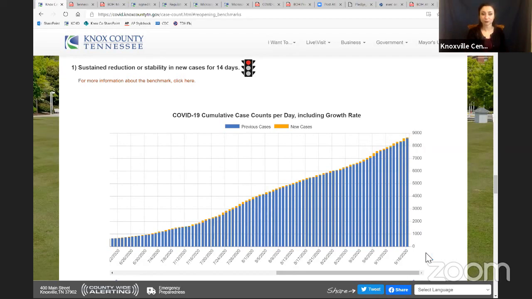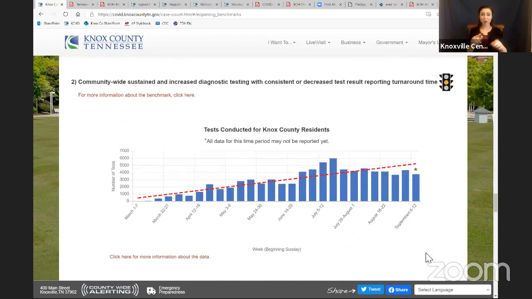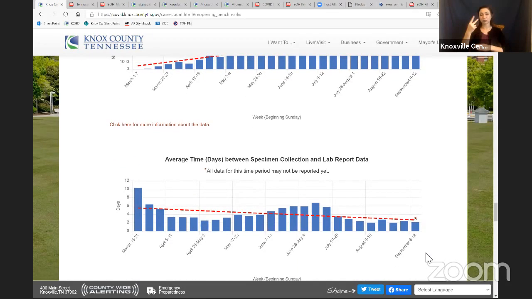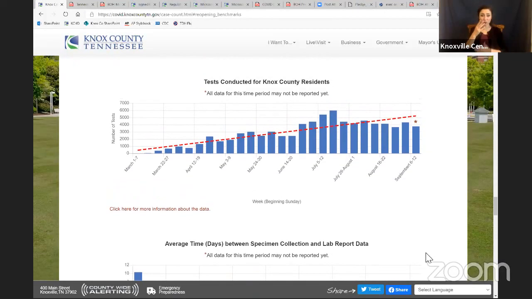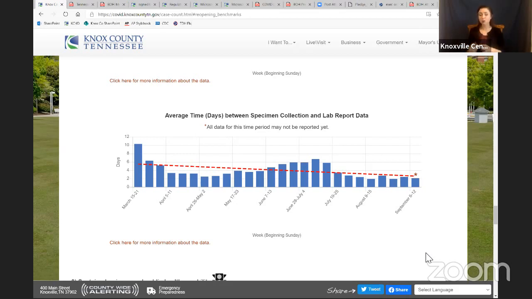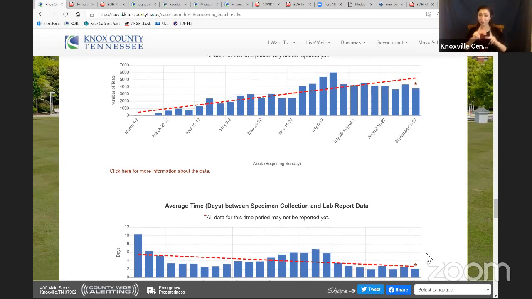Our second benchmark, community-wide sustained and increased diagnostic testing with consistent or decreased test result reporting turnaround time. Over the 14-day evaluation period, we did have a 3-day red trend in lab turnaround time. But since September 4th, it has remained around a 2-day average. Regarding testing, we saw some consecutive red flags for the number of tests conducted, but overall, the number of tests conducted week to week continues to trend up. We believe the increase in turnaround time and the decrease in testing were related to Labor Day weekend. However, we are still concerned that folks are not getting tested when they should be. Because of those factors, we're representing this benchmark as yellow.